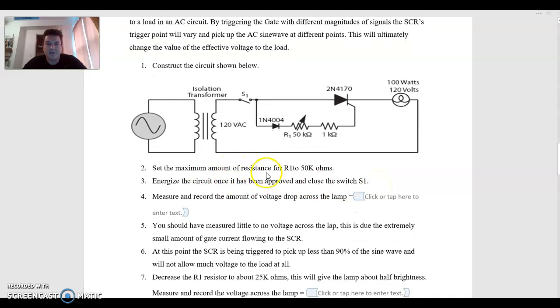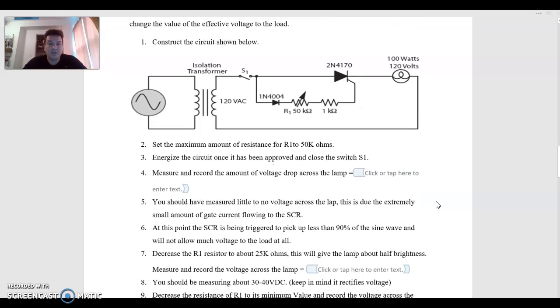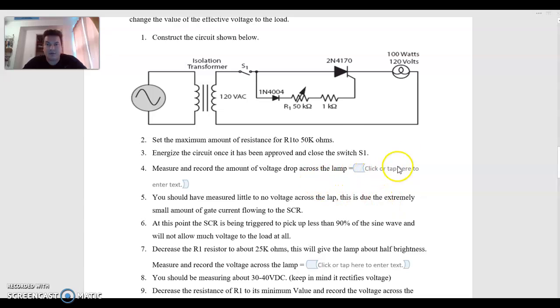We're going to set the amount of resistance for R1 to 50 kilo ohms in series with the 1000 ohm resistors. So we're looking at 51,000 ohms. That is less than a milliamp essentially, about 0.12 of a milliamp of current flow. We're going to measure and record the amount of voltage drop across the lamp.